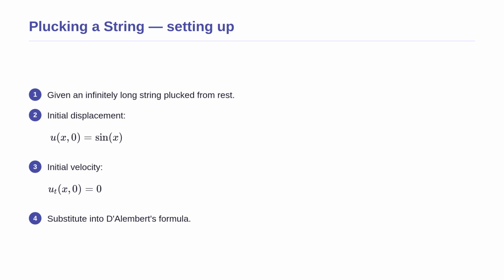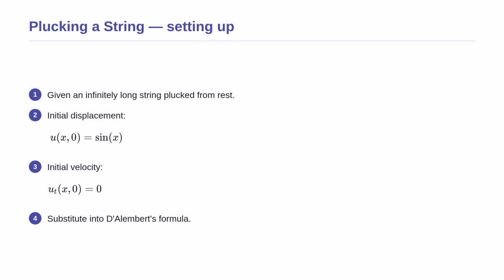Let us apply this formula to a concrete situation. Suppose we have an infinitely long string. At time t equals 0, we pluck it, so its initial shape is given by a sine wave. We release it from rest, meaning its initial velocity is exactly 0 everywhere. We need to find the equation for the wave's position at any future time.